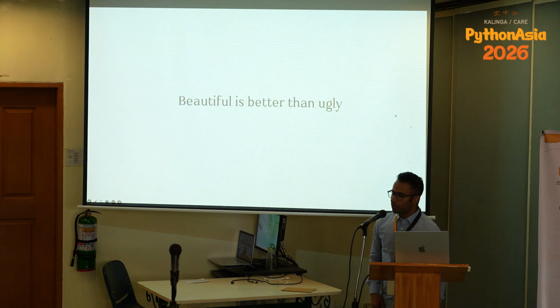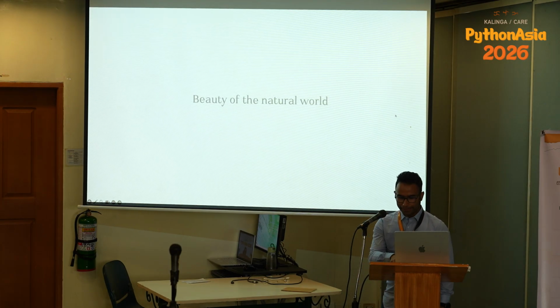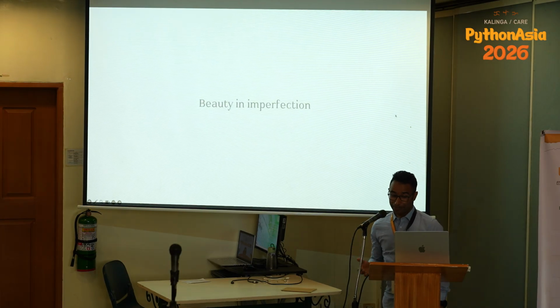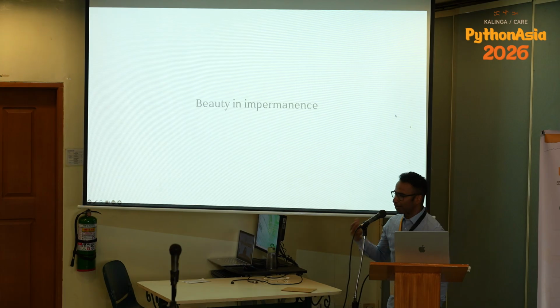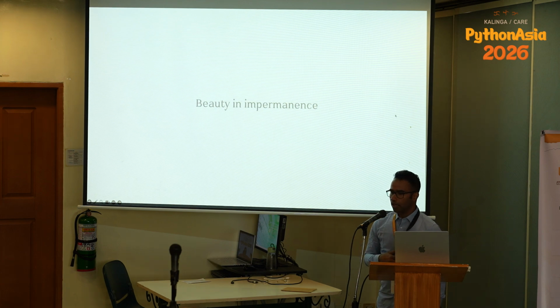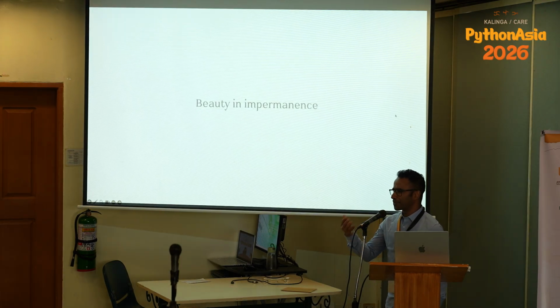Next aphorism is beautiful is better than ugly. So in haiku, beauty is something that we perceive in the natural world, and not just the perfect aspect of nature, but also the imperfect and chaotic aspect of nature as well. And in haiku, beauty is also something that we observe in the impermanence of things, which can also be said as a bittersweet moment of pleasure, and cherry blossoms are a classic example of beauty in impermanence.